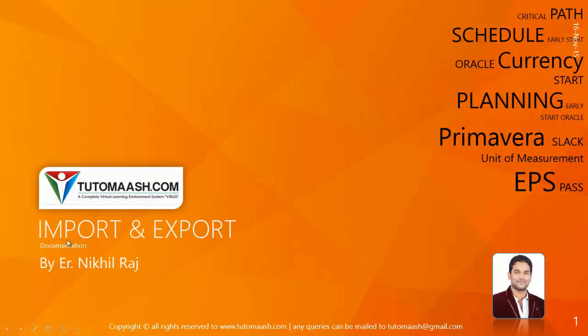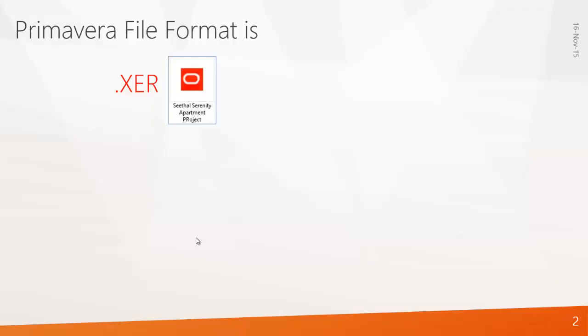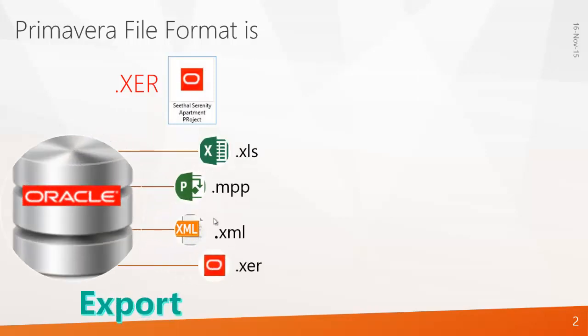In this session, we will be covering the topic import and export. Whenever you work with Primavera, all the data is stored in its database. And if you want to take a file out from its database, you have to go for export. When you take out the file, the Primavera file will be in XER format. And this is how a Primavera file looks like.